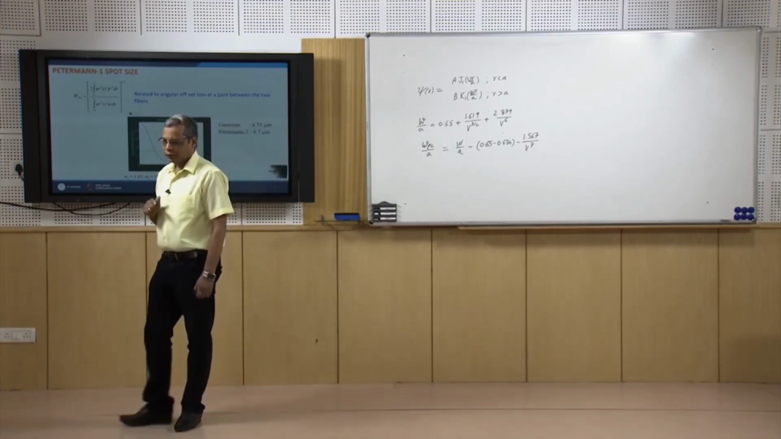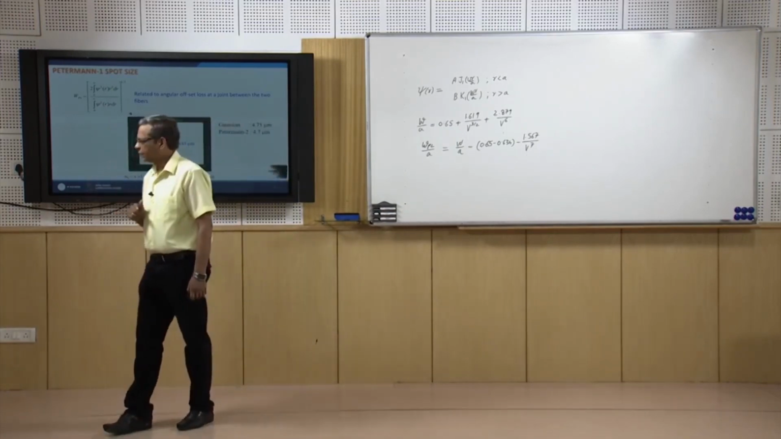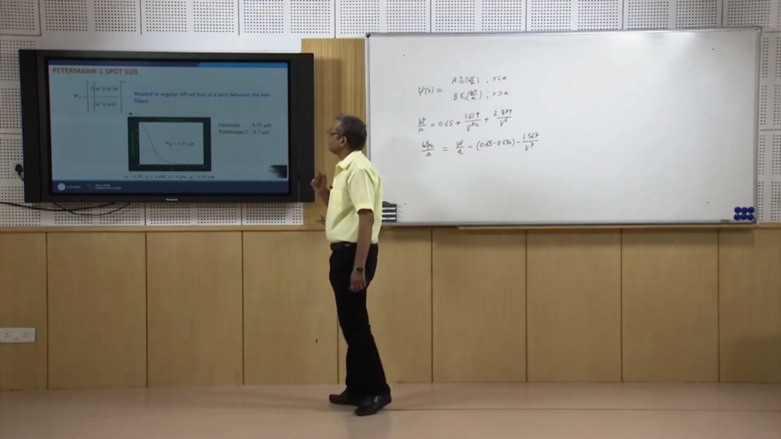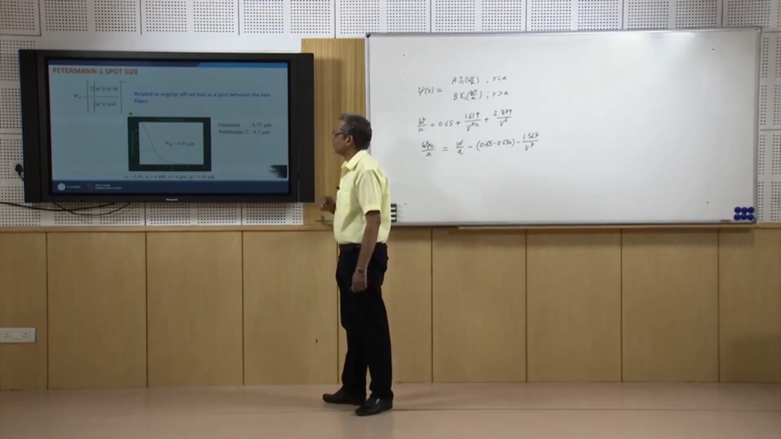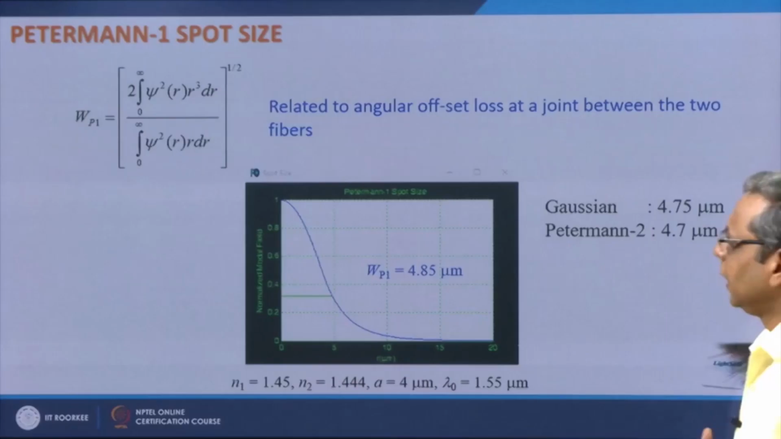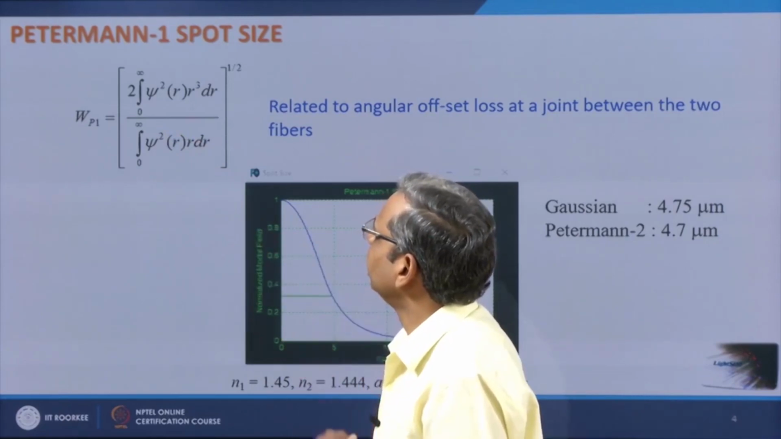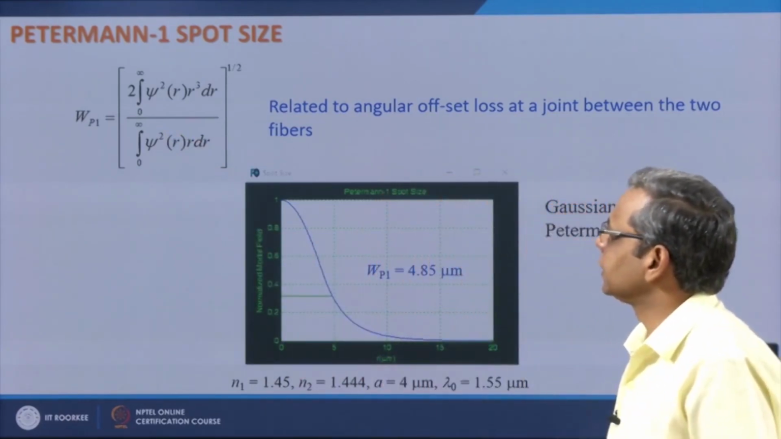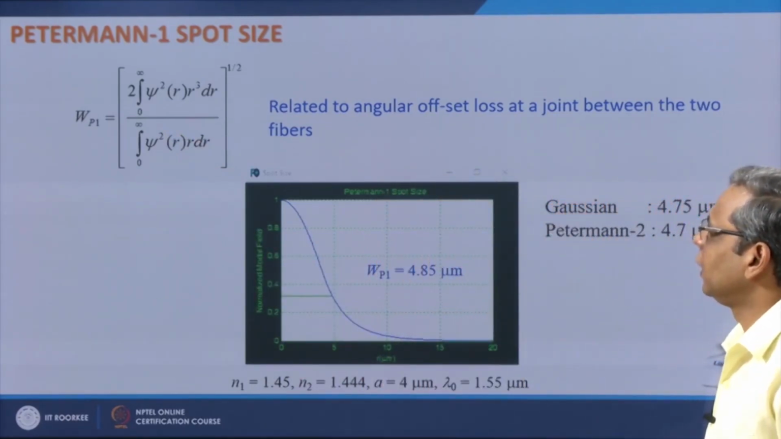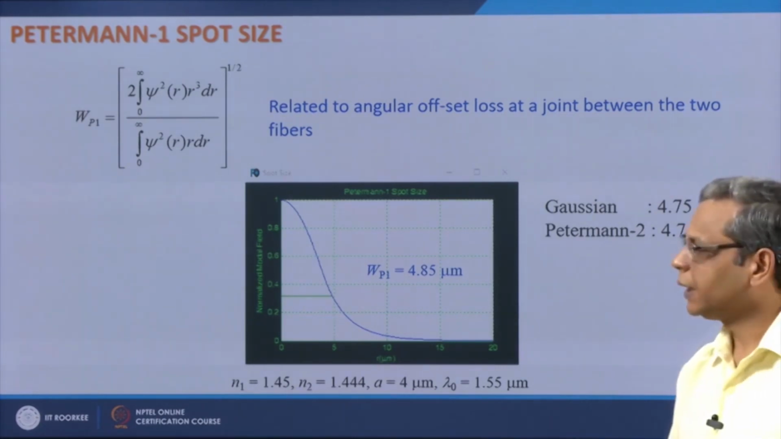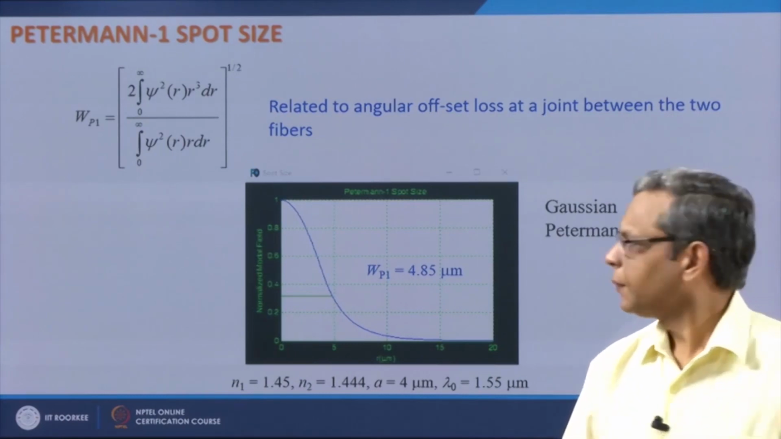Yet another way of defining a spot size is the Petermann 1 spot size, and this is related to angular offset loss at the joint between the two fibers, and is defined as Wp1 equal to the square root of 2 times the integral from 0 to infinity of psi squared r cubed dr, divided by the integral from 0 to infinity of psi squared r dr.